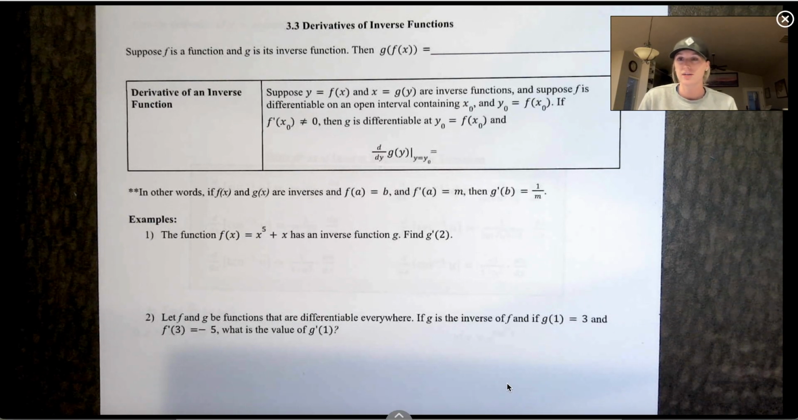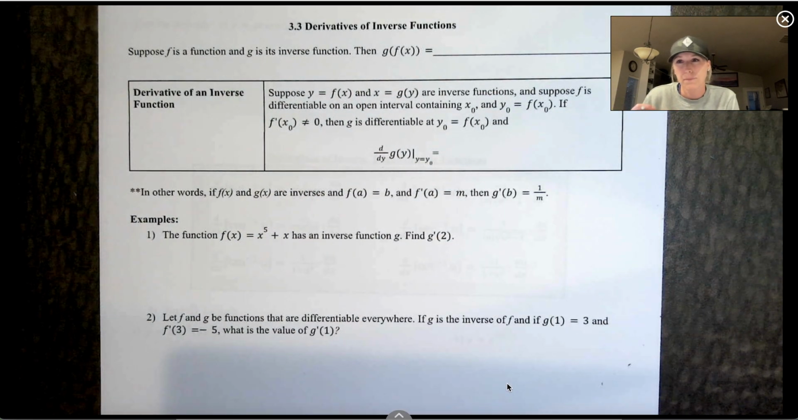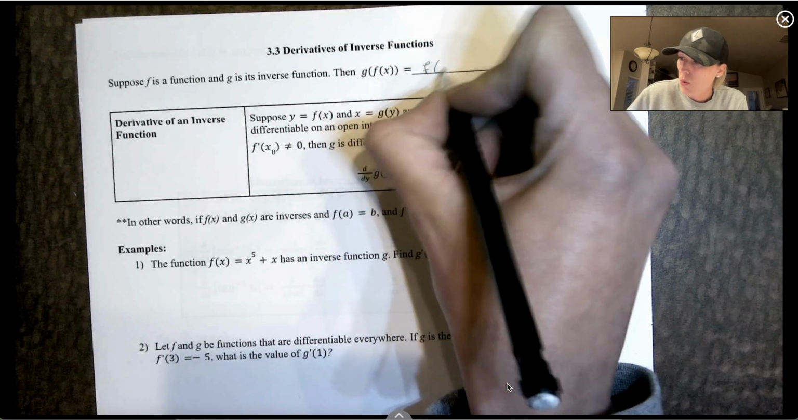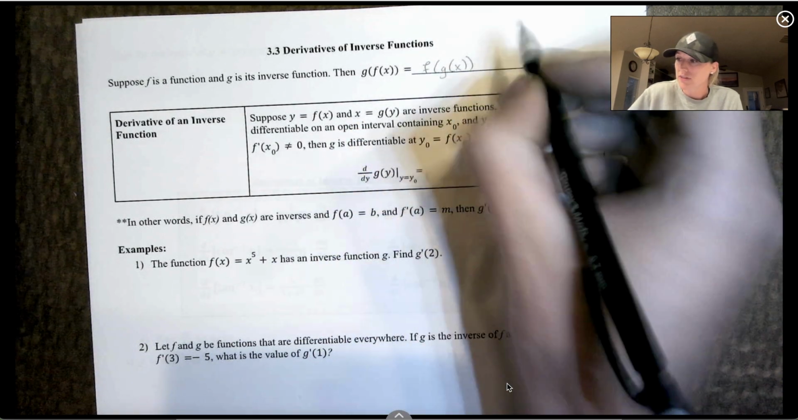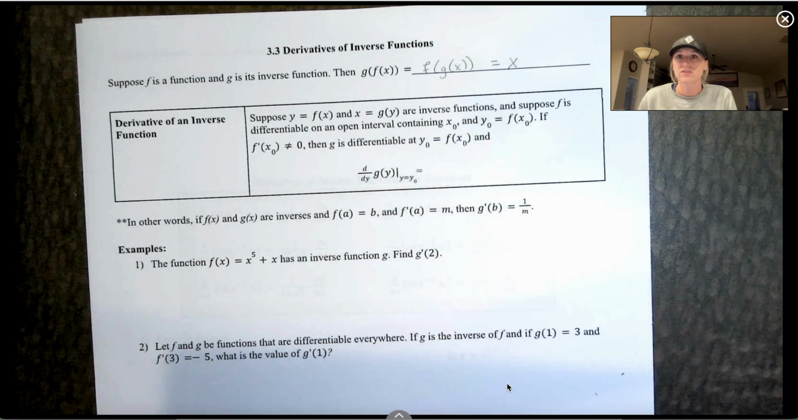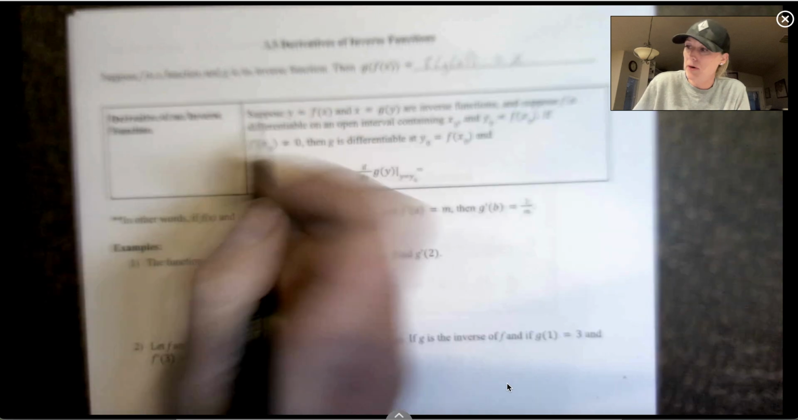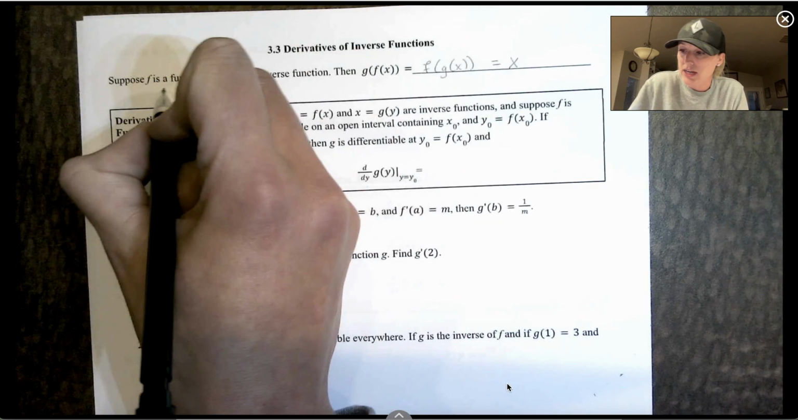In this video, I'm going to talk about section 3.3, and we're going to talk about how to find the derivative of inverse functions. Something to remember is the definition of inverse functions when they're composed, and I can do this either way, so I could do g of f or f of g. But if f and g are inverses of each other, when we compose them together, it doesn't matter which direction, we get x, okay?